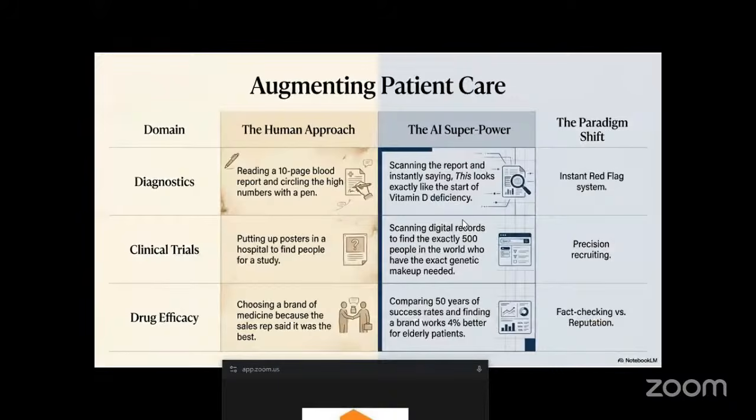So coming to diagnostics, whenever we go to any hospital for lab purposes, we get a 10 to 12 page blood report. We have to check which values are high and which are low, whereas AI can check what the reasons are for these elevations.